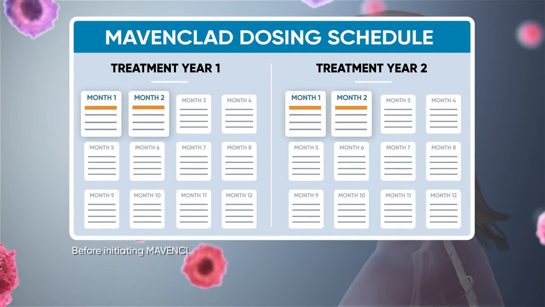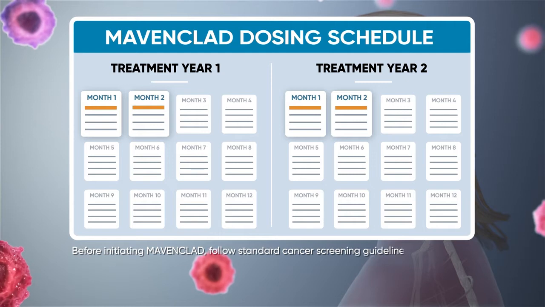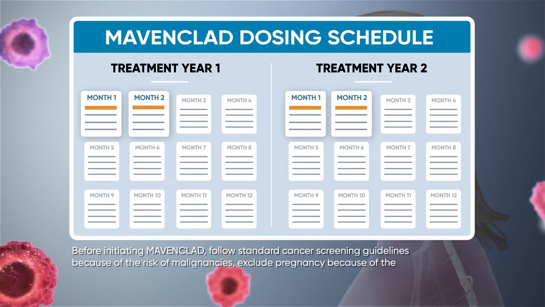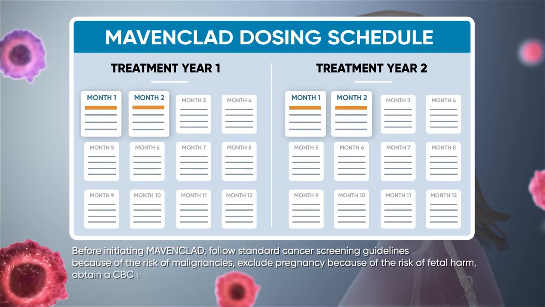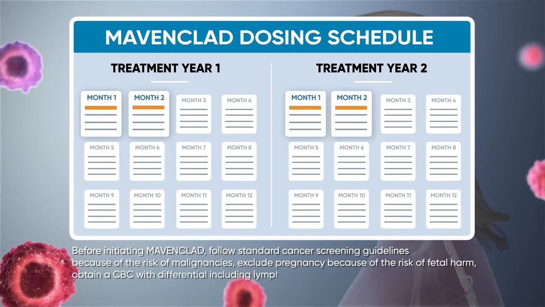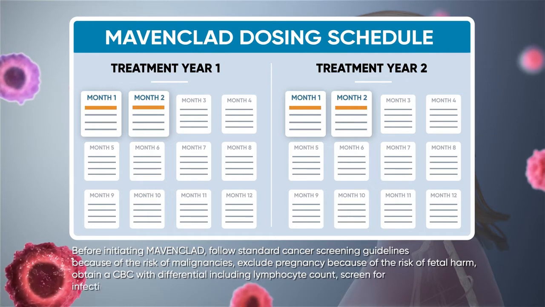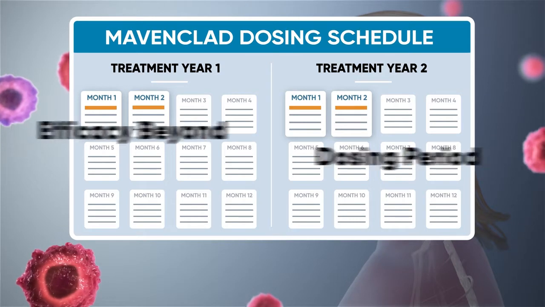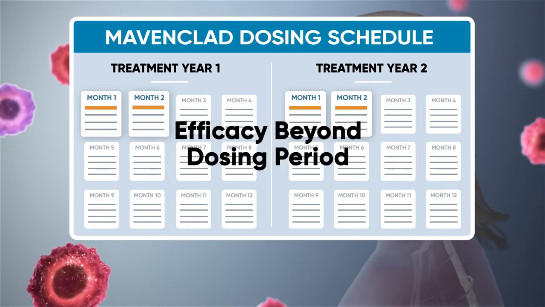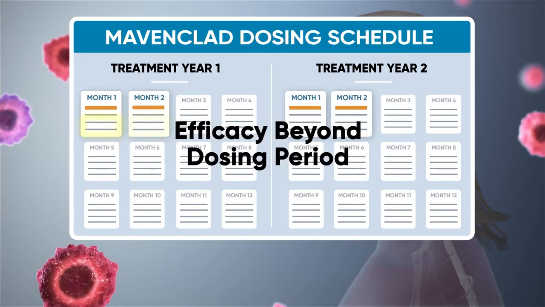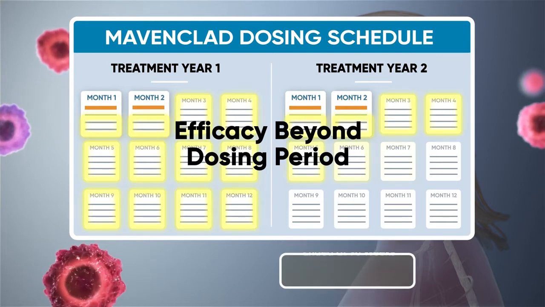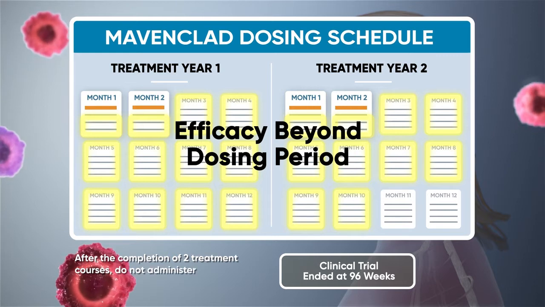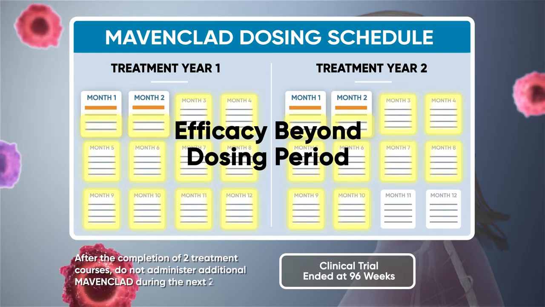Before initiating MAVENCLAD, follow standard cancer screening guidelines because of the risk of malignancies, exclude pregnancy because of the risk of fetal harm, obtain a CBC with differential including lymphocyte count, screen for infections, and assess hepatic function. A clinical trial has demonstrated that the clinical efficacy of MAVENCLAD can extend beyond the dosing period for up to 96 weeks. After the completion of 2 treatment courses, do not administer additional MAVENCLAD during the next 2 years.